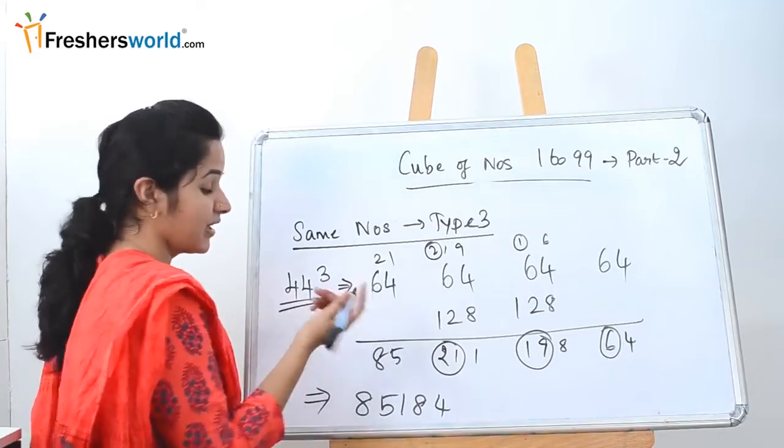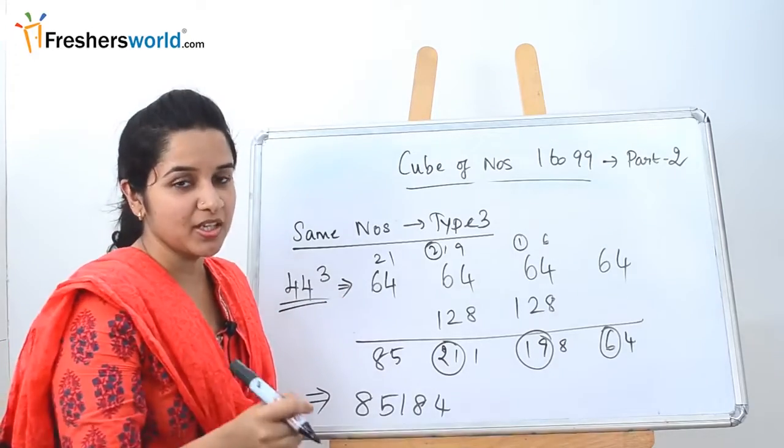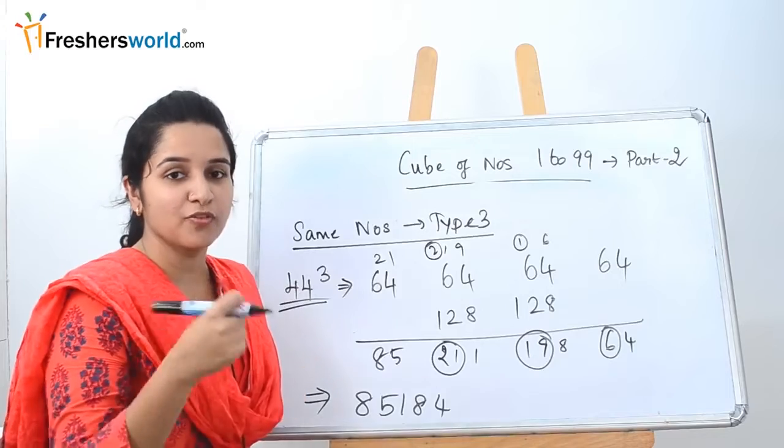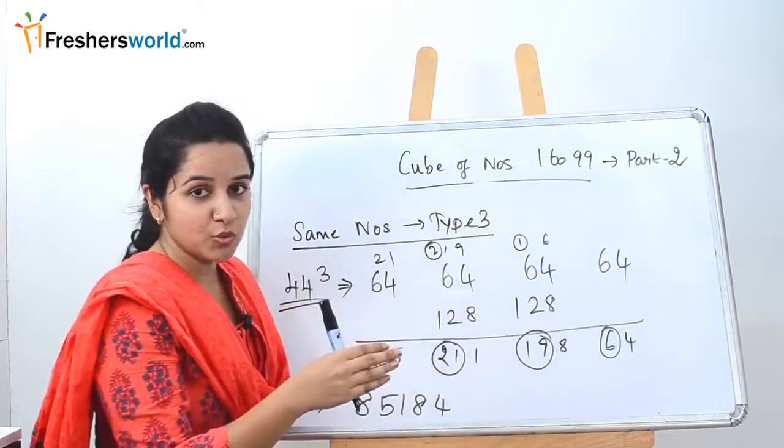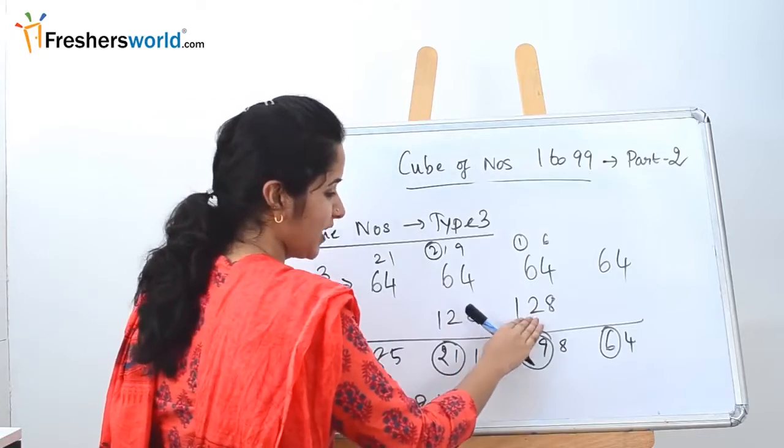So what did we do? The number that they have given in the question, you have to cube it. So here they have given 44 cube. So 4 cube is nothing but 64. Write it across. Multiply the middle two digits by 2, which is nothing but 128, 128.